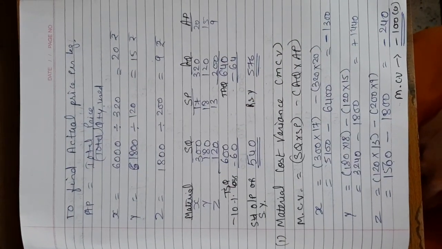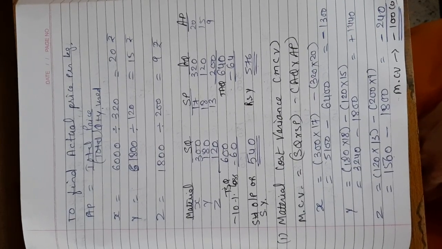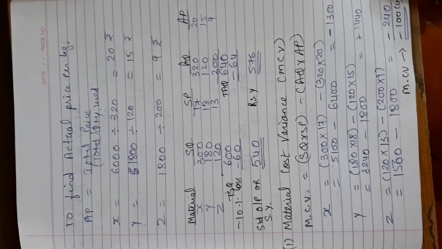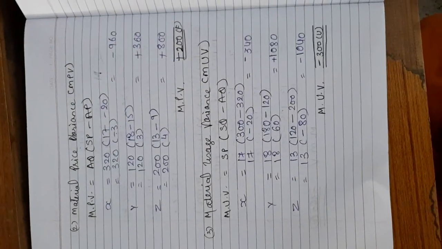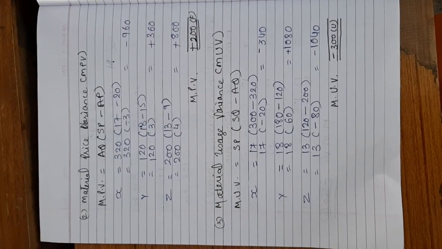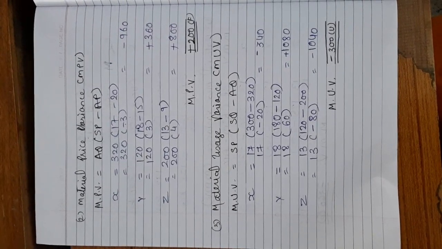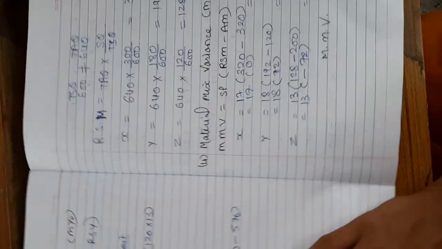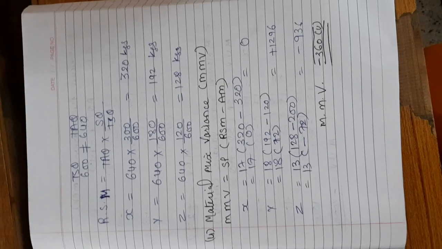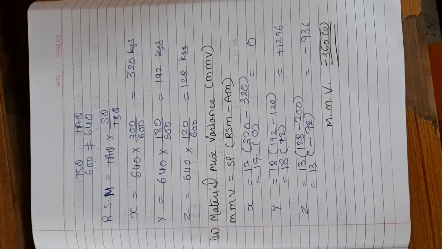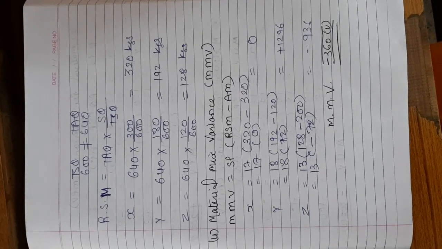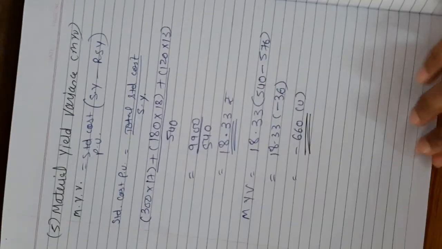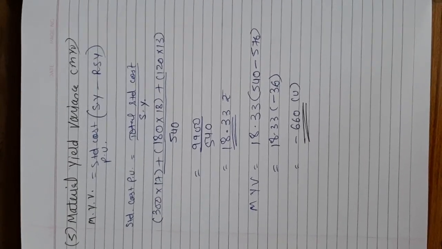Then we calculated the material cost variance with the answer negative 100 unfavorable. Then the material price variance, that is positive 200. Then material usage variance negative 300. Before finding out material mix variance, we found out the revised standard mix, then material mix variance, then material yield variance, and we are done with the example.